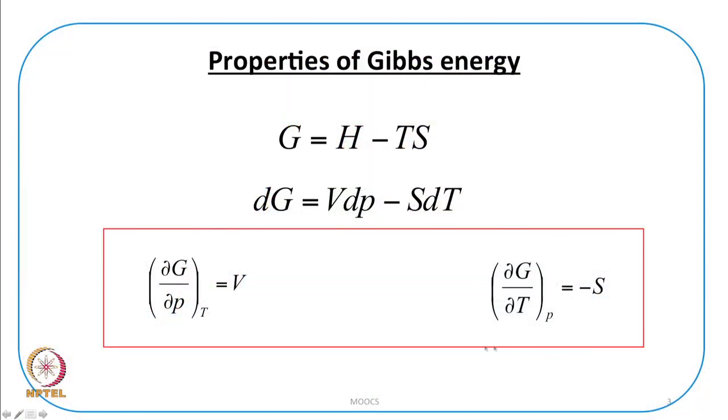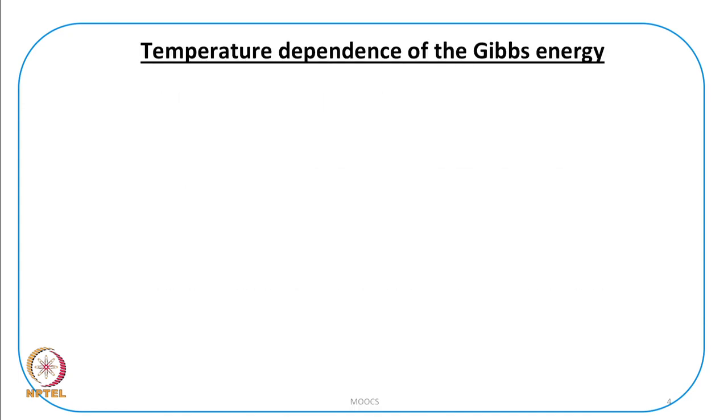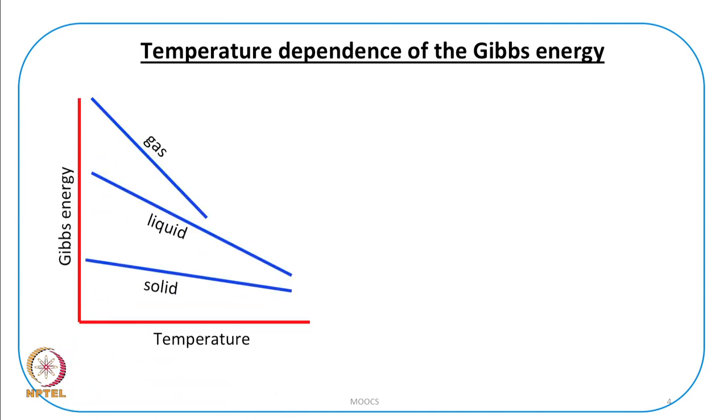Second thing, let us try to recognize that based on these two relations, we can discuss the temperature dependence of Gibbs free energy, and we can discuss the pressure dependence of Gibbs free energy. Let us take both one by one. First, let us take the temperature dependence of Gibbs energy. If you plot Gibbs energy versus temperature, this is the kind of variation one may get for gas, for liquid and for solid.